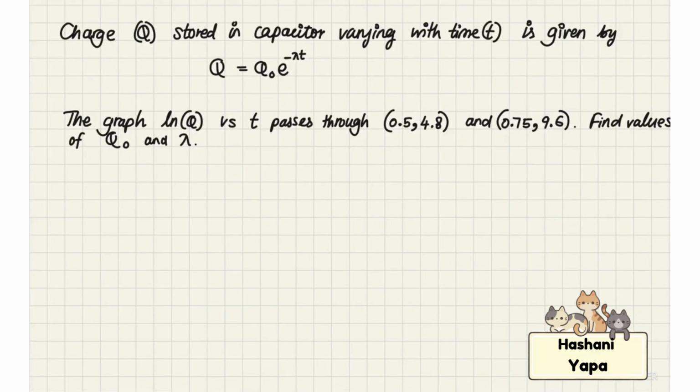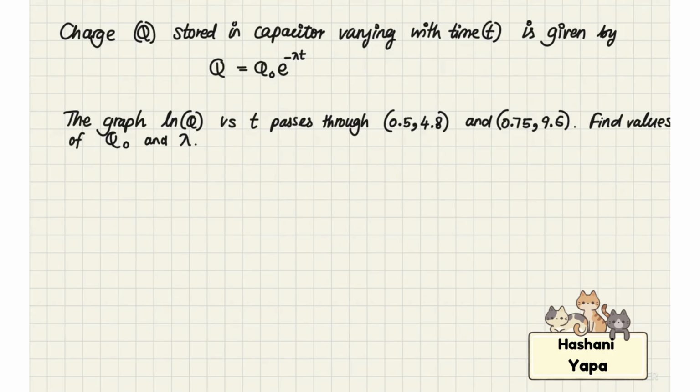Charge q stored in a capacitor varying with time t is given by q equals q naught e to the power minus lambda t. The graph of ln q versus t. Now we don't have a graph like this, so we have to convert this equation into the graph equation. The line passes through this point and this point. Find the values of q naught and lambda. So the same type of question like before.